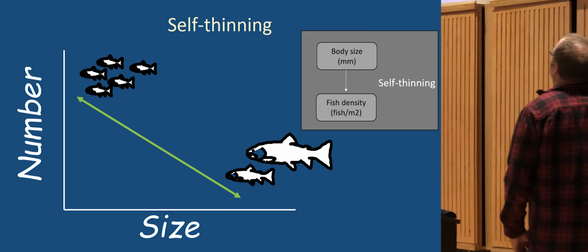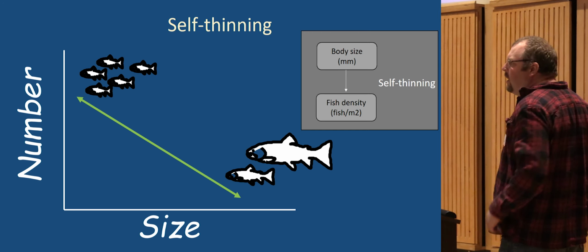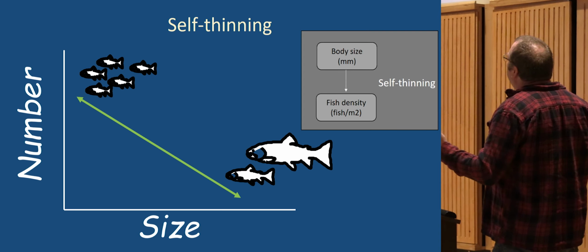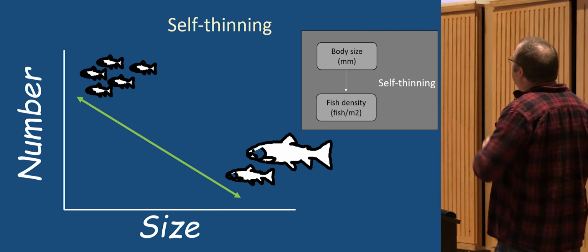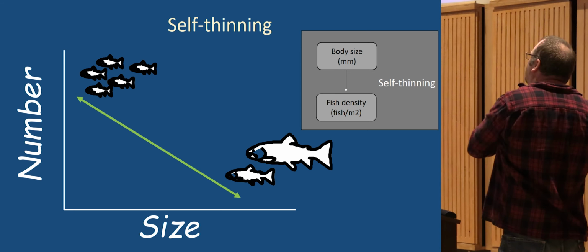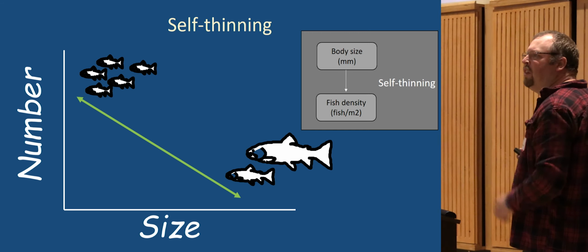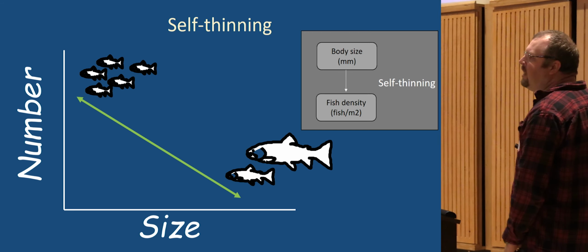So we're going to start looking at the size-density relationship. So we know every stream has a capacity to hold a certain amount of fish. Now within that capacity, you can have a bunch of small fish, or just a few large fish, or some combination in between. So we want to see if this is really going on within our streams. So that's going to be the self-thinning aspect of our model.